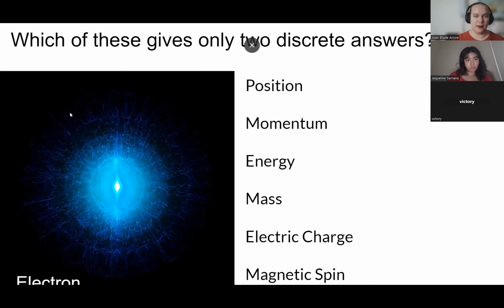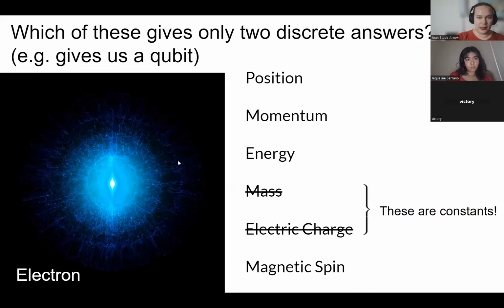So first I'll ask, mass and electric charge. Does that give us 2 discrete answers? No. Electrons all have the same mass. They all have the same electric charge. This is actually a feature that you use to identify that thing as an electron, because it has that mass and electric charge. Because those things are constant, if you measure them, you're not going to get probabilistic ones or zeros. You're not going to get a distribution of answers.